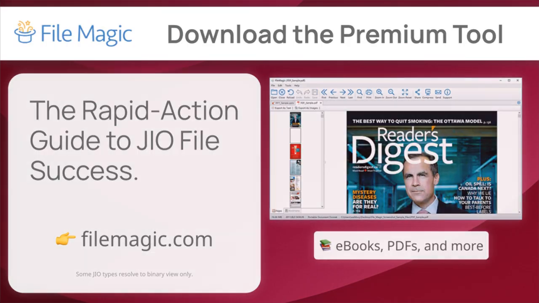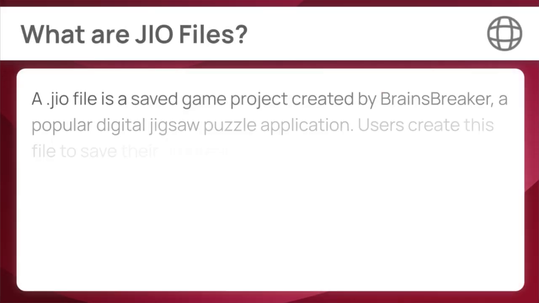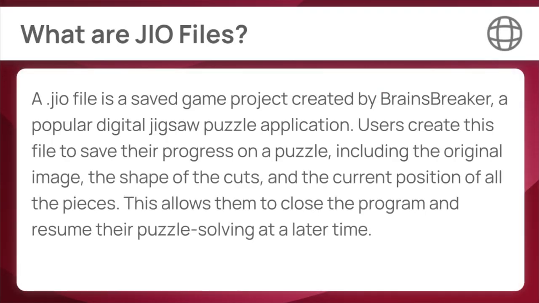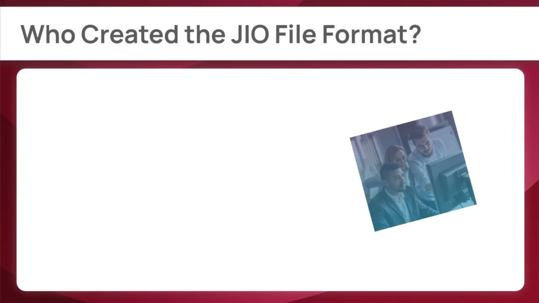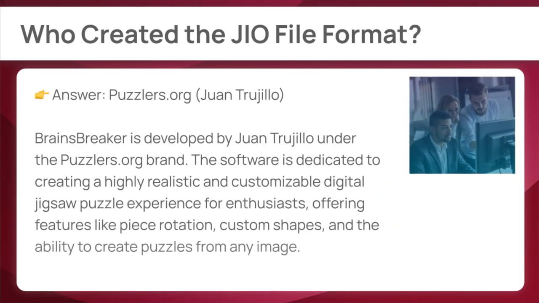That's Plan B. A JIO file is a saved game project created by BrainsBreaker, a popular digital jigsaw puzzle application. Users create this file to save their progress on a puzzle, including the original image, the shape of the cuts, and the current position of all the pieces. This allows them to close the program and resume their puzzle solving at a later time.